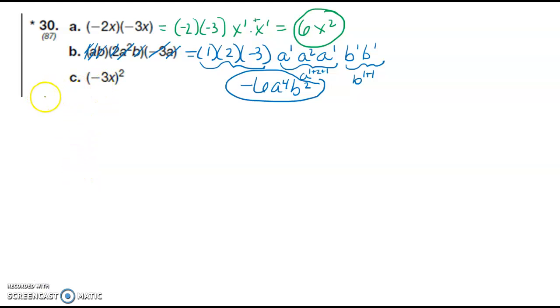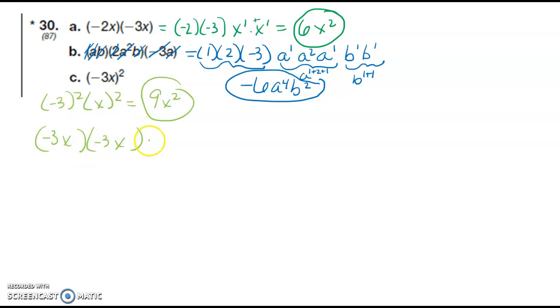And then this one we can do one of two ways. We can square each of these, which gives me 9x squared, or we can do it 3x, which is negative 3 times negative 3, x to the 1, x to the 1. Negative 3 times negative 3 is positive 9. X to the 1 plus 1, x squared.